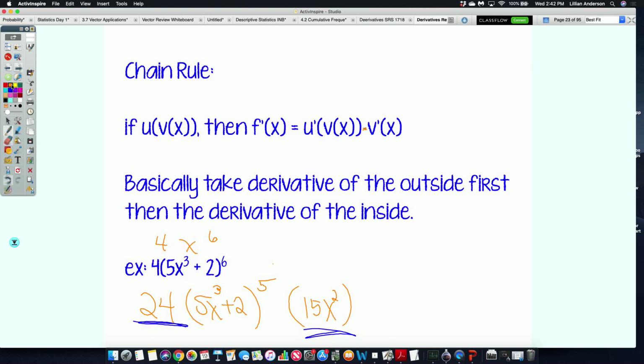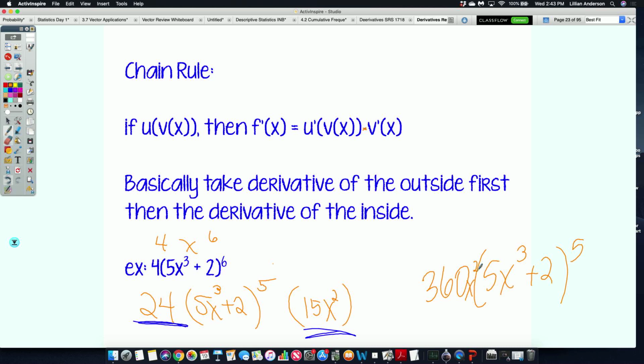What's 15 times 24? That's a good question. Okay, let's see. 24 times 5, that is 120. This is big brain time. Okay, 120 plus 200, that's 320. Wait, is it 320? I got 240, yeah, 360. Dang, I forgot to count for 40. So it'll be 360, 5x to the third plus 2 raised to the, oh, sorry, x squared. So 360x squared times 5x to the third plus 2 to the fifth power.